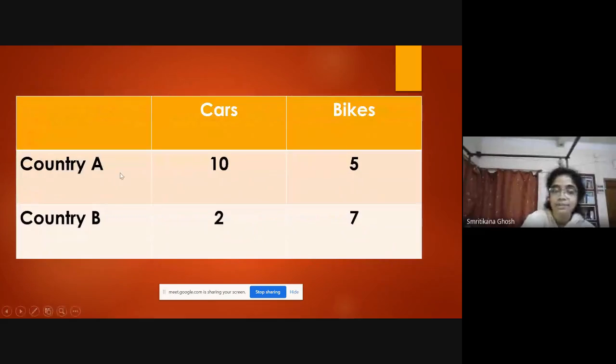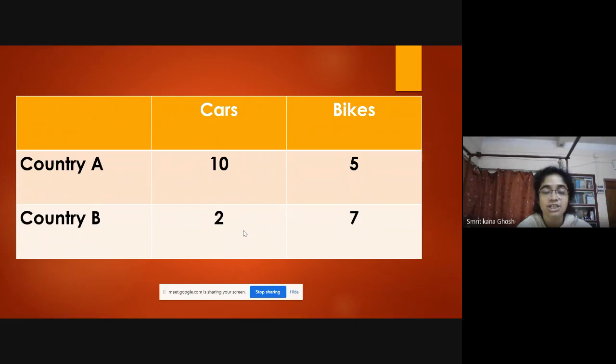This is another example, country A and country B. These are cars and bikes, the two commodities produced by the countries. Again, the same thing: if the worker is working in country A, he can produce either 10 units of cars or 5 units of bikes. As he is producing more cars, we can say country A has absolute advantage over cars. In case of country B, he is producing more bikes than cars, so country B has absolute advantage over bikes. In this way, you can explain the concept of absolute advantage with several tables.